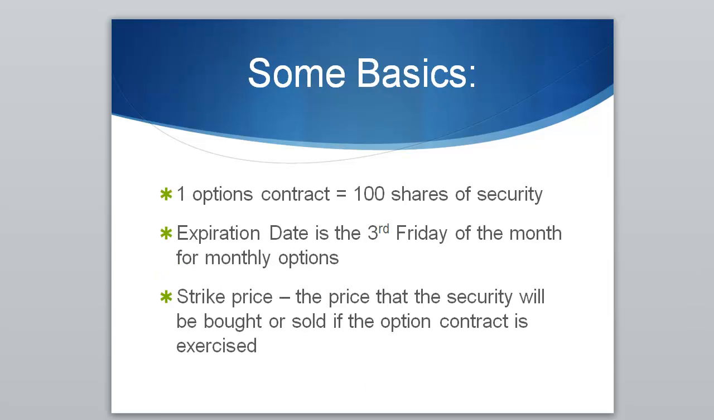Now here are the pure basics of an option. One option contract will be equivalent to 100 shares of a stock or a security. The expiration is the third Friday of the month for monthly options. Strike price, that's the price that the security will be bought at or sold if the option contract is exercised.